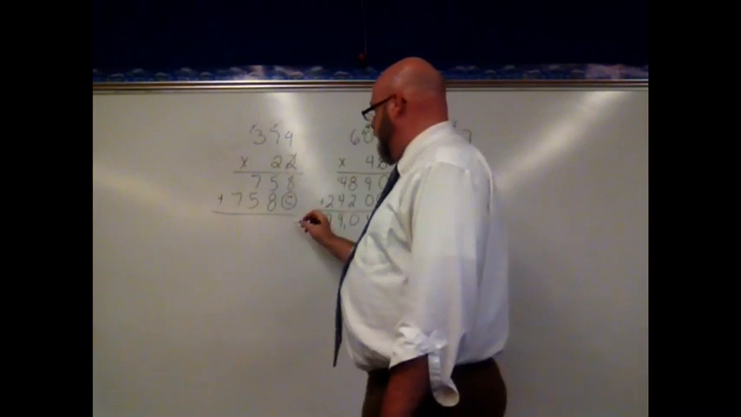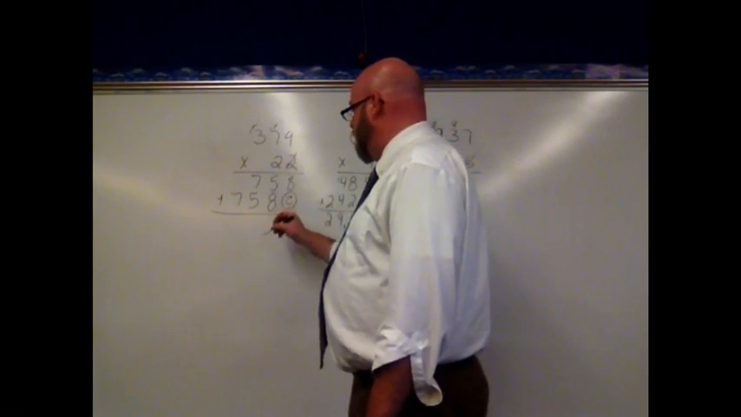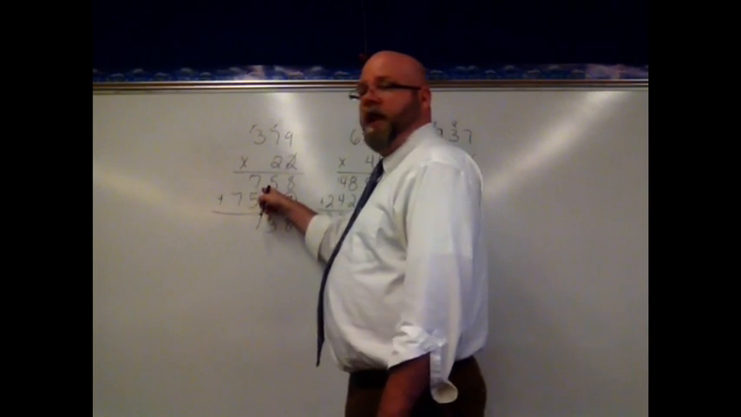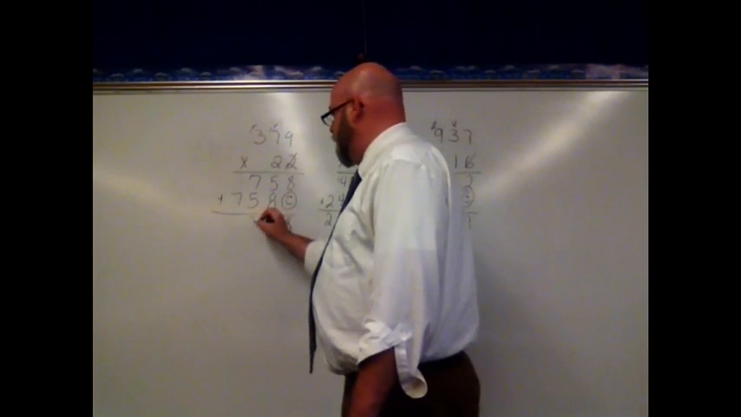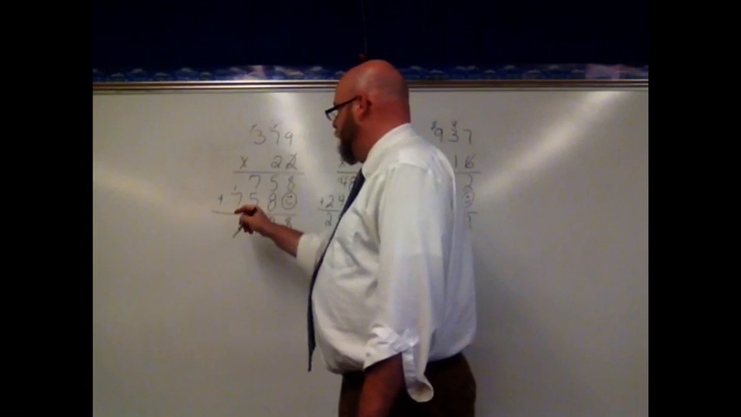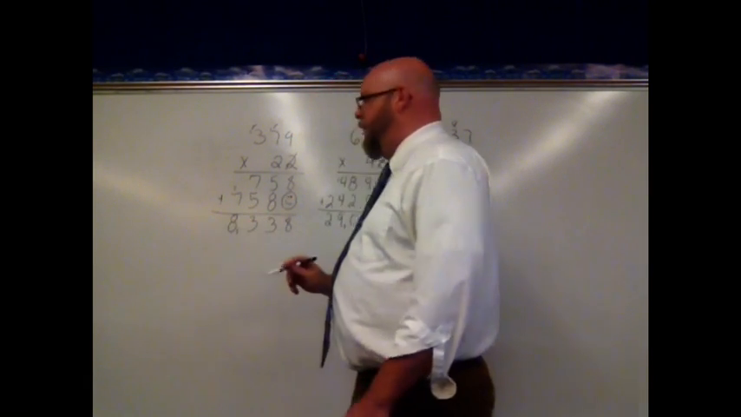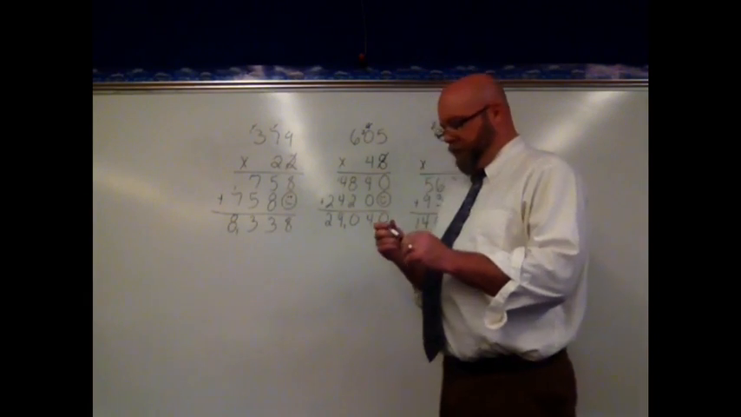8 plus 0 is 8. 5 plus 8 is 13. Carry my 1. 1 plus 7 is 8. Plus 5 is 13 again. Carry my 1. 1 plus 7 is 8. So my final answer here is 8,338.